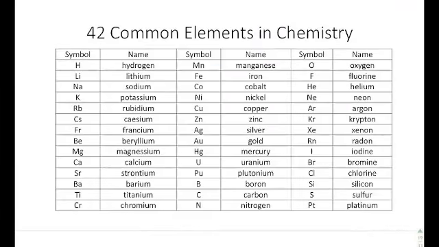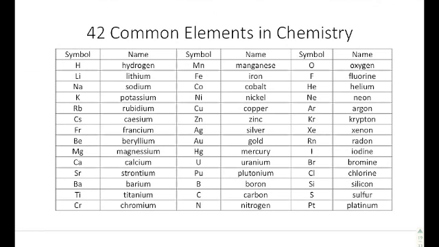Now, of the fact that you have about 118 elements whenever you look at it, only 42 of those are really common in chemistry. Depending on what aspect of chemistry you're talking about, some are more common than others, but these are really the ones that you'll use in this particular class. So, you may want to pause it at this point. Go ahead and look at the symbols. You'll have to write some of the symbols for the names and some of the names for the symbols. And they for the most part go together.